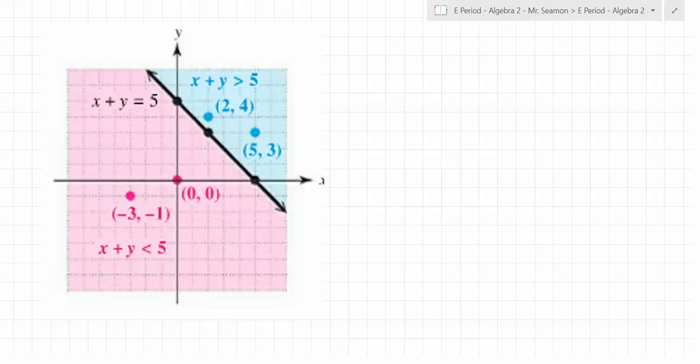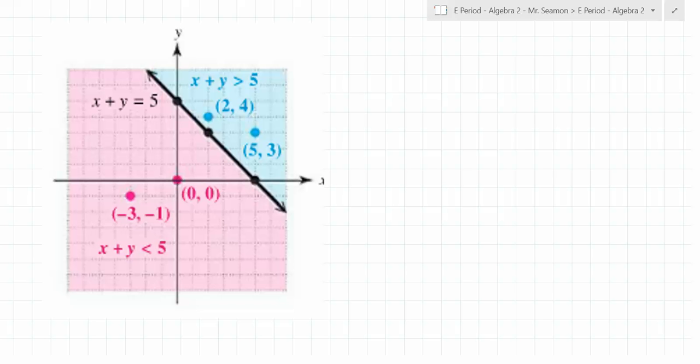You have the black line right here. This represents x plus y equals 5. This is the collection of all points where x plus y equals 5. For example, 0, 5. When x is 0, y is 5. 5, 0 is also on there. When x is 5, y is 0.